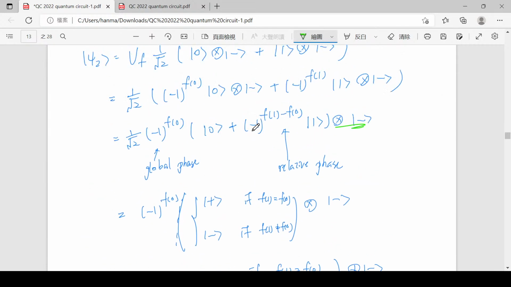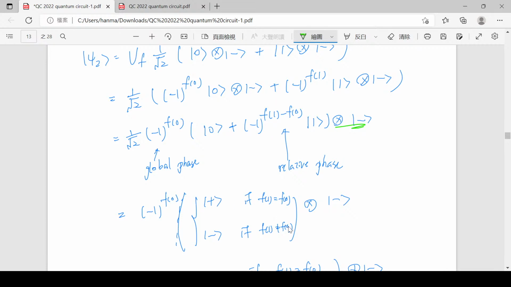And well, what's this state? It depends on the difference between f of 1 and f of 0, right? So if f of 1 equals f of 0, then this will be a plus state, obviously, because this difference is 0, and this is a plus state.